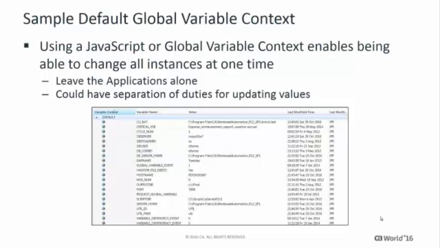So you would have things like say a database server or user, possibly if it's different for each application instead of using it as an ESP prefixed one. So you could leave all the applications alone, and then you can have separation of duties for updating values. You could have a different organization that could go in and update the global context, but really not have any authority to update the applications themselves.